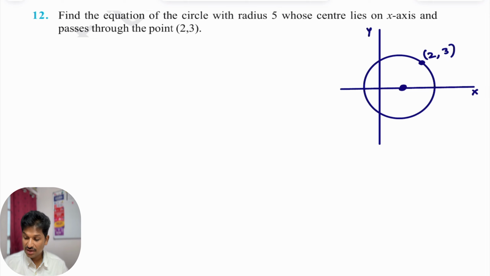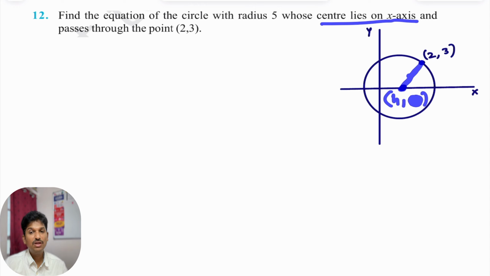You observe one point here, as the center lies on the x-axis. I suppose this is (h, k). The center of the required circle is (h, k). As it is on the x-axis, its y coordinate must be 0. That means this k value will become 0, right? So the center of this circle, I can take as (h, 0) because the center lies on the x-axis. On the x-axis, the y coordinate is 0. Generally, we take (h, k) as the center of the circle. As the center lies on the x-axis, we can take (h, 0) as the center of the required circle.